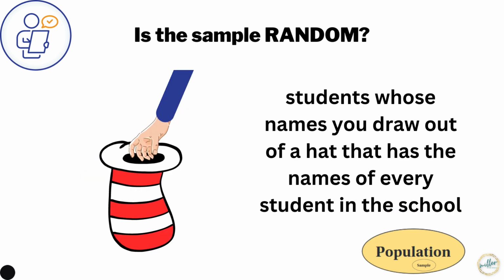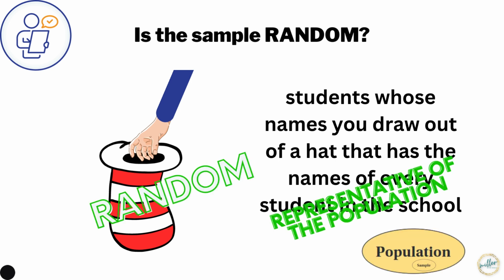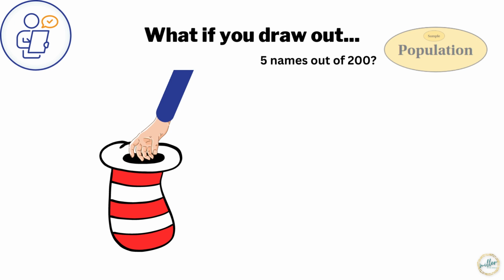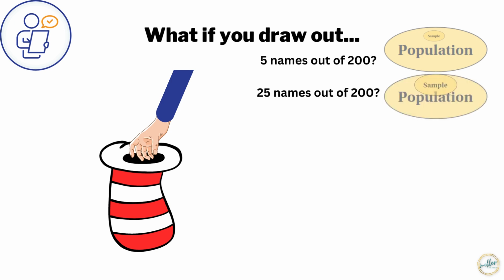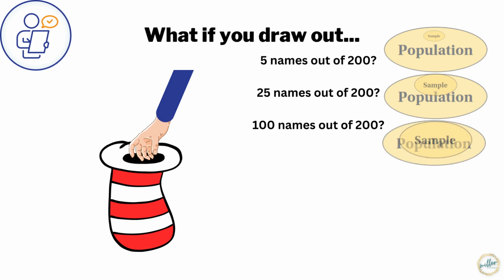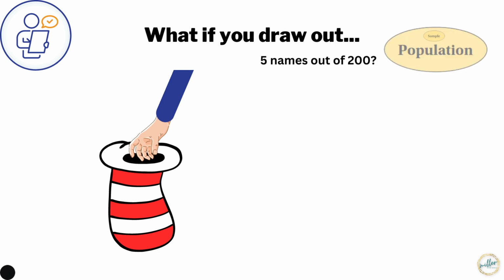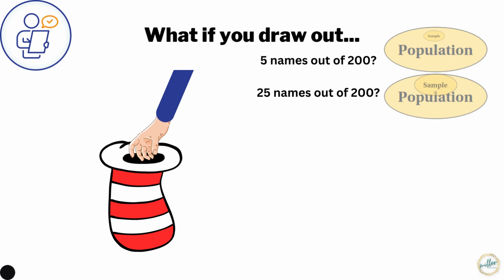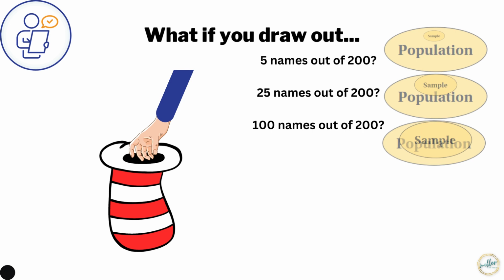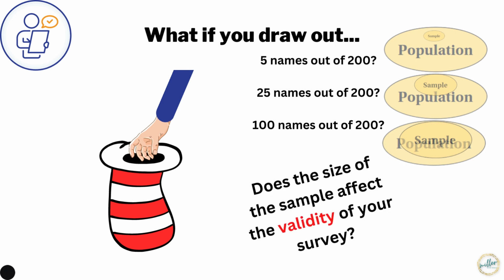What about this sample? Students whose names you draw out of a hat that has names of every student in the school. Is this random? This sample would absolutely be random. Everyone whose name is in that hat is equally likely to be chosen. What if when you draw names out of that hat, you draw 5 names out of 200? What if you draw 25 names out of 200? What if you draw out 100 names out of 200? Does the size of your sample affect the validity of your survey?